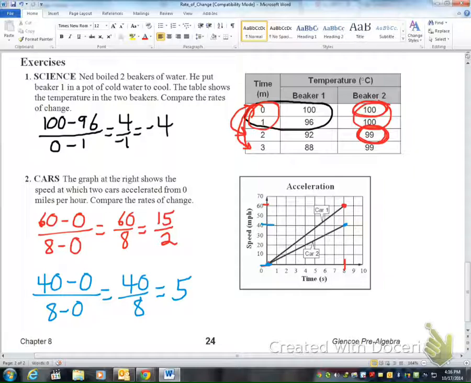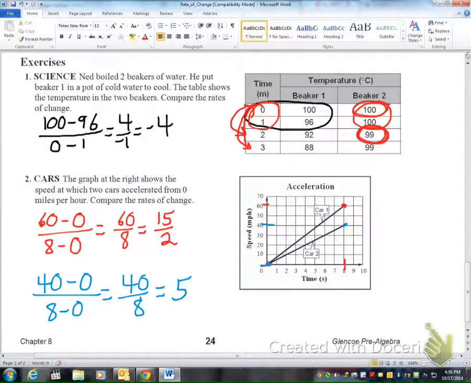So, looking at this, 15 divided by 2 is 7.5. So if you were to look at it as a decimal, one car is increasing by 7.5 miles an hour each second. The other one is only increasing by 5 miles an hour each second. So that's how we would be comparing rates of change. You just look at the rate of change for the first, the rate of change for the second, and then you can look at, okay, which one has a greater rate of change.